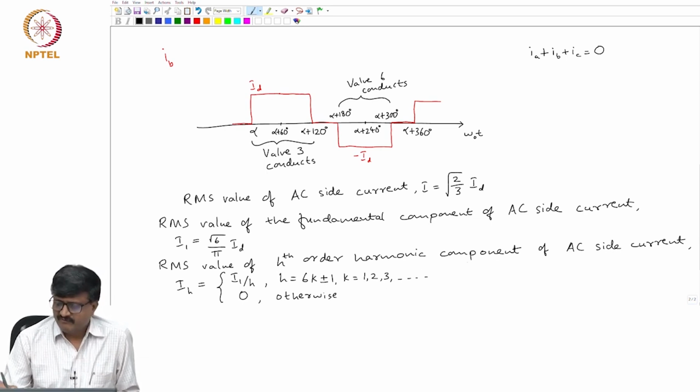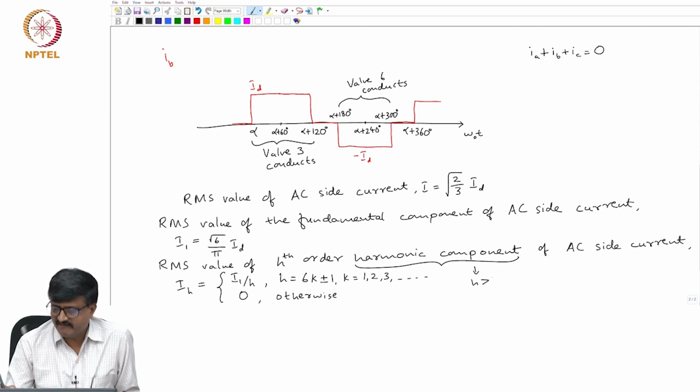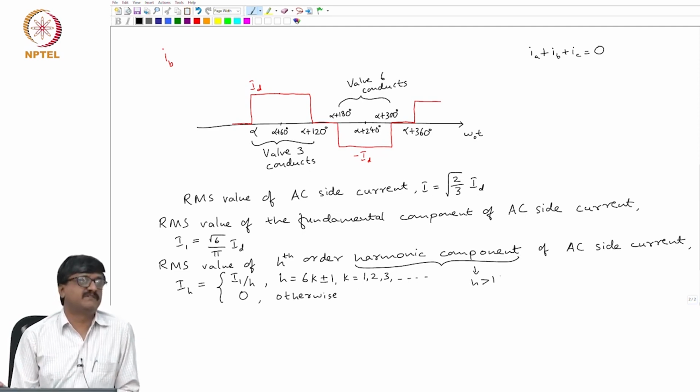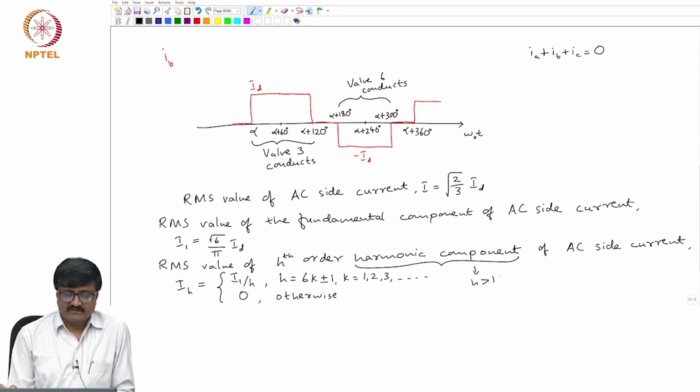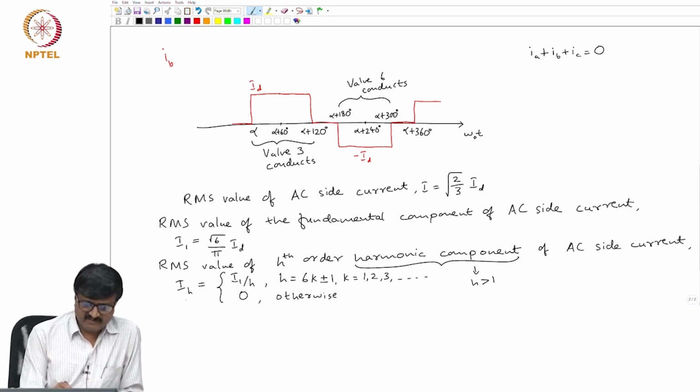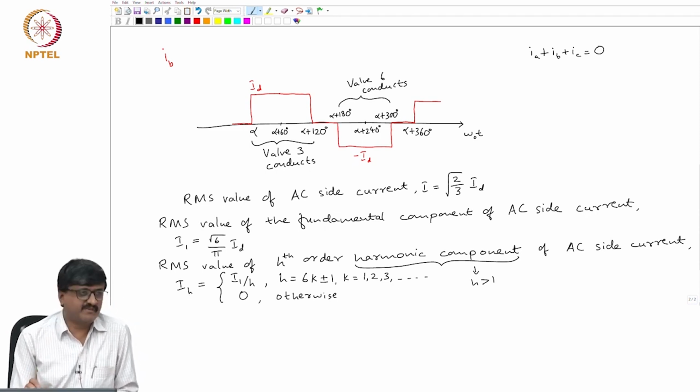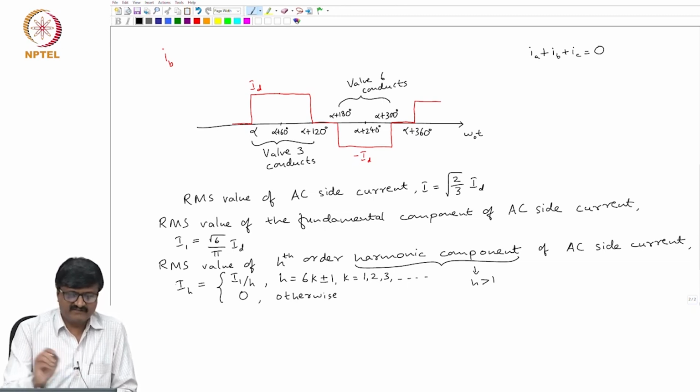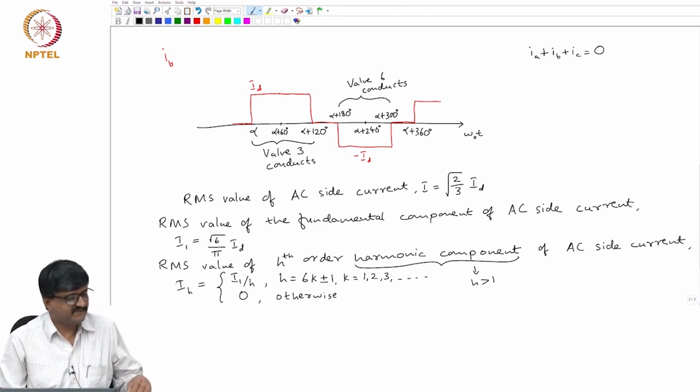One point to note is that by harmonic component, I mean H greater than 1. So, one should not get the impression that I1 is 0, because I am talking about only harmonic components. I have said otherwise it is 0, which may give a wrong impression that I1 is also 0. I1 is not 0. I1 is given by root 6 by pi ID.